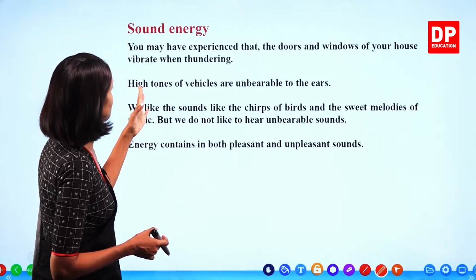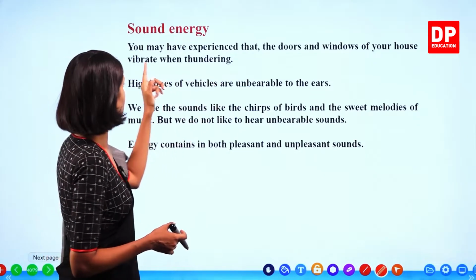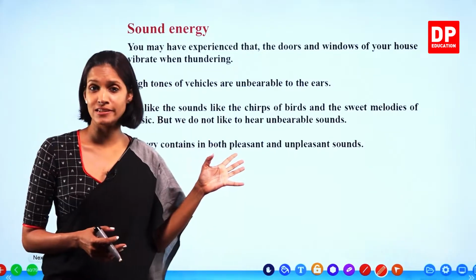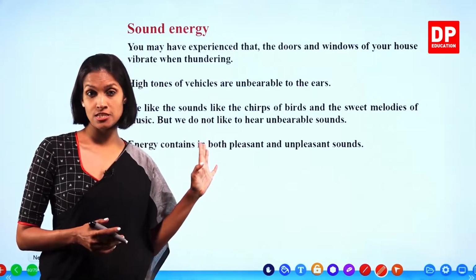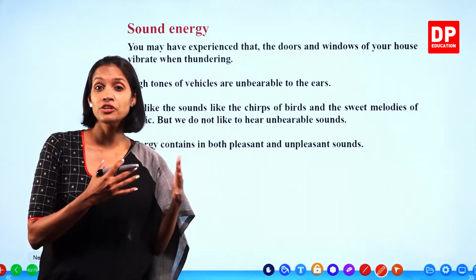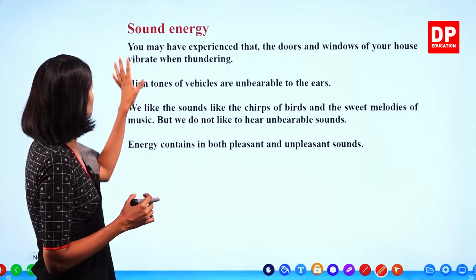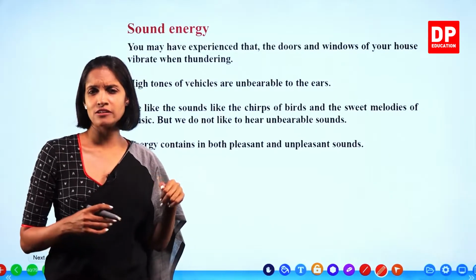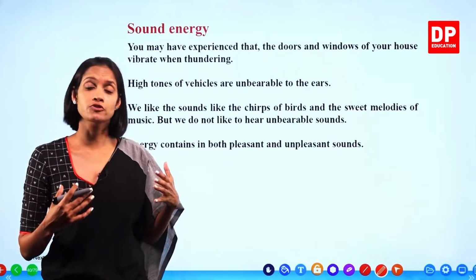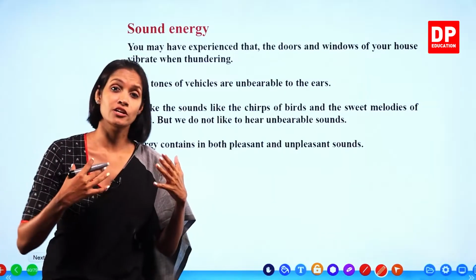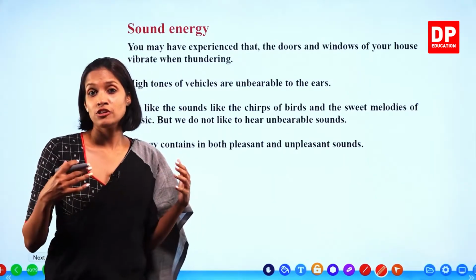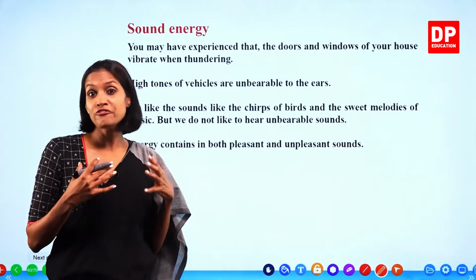Look at this one. You may have experienced that the doors and windows of your house vibrate when thundering. You must have experienced this, children. When thundering, the windows and doors start to jiggle, right? So what is the reason for this? Because of the sound produced. If the thundering noise is too high, the doors and windows start to jiggle very fast.